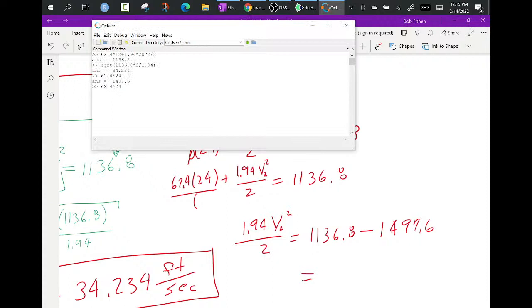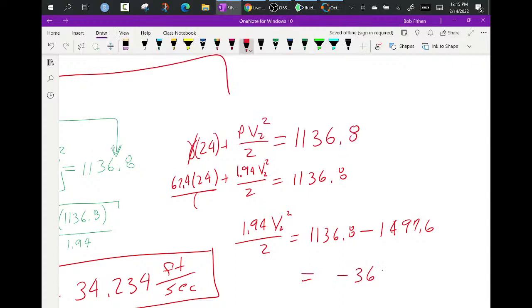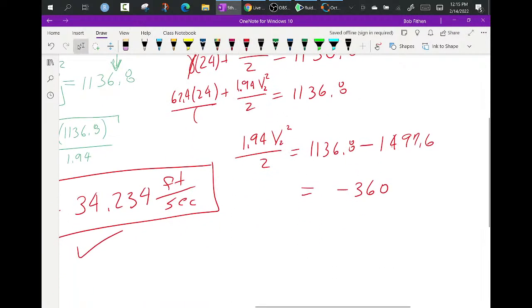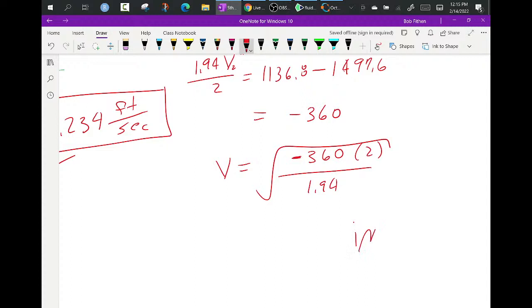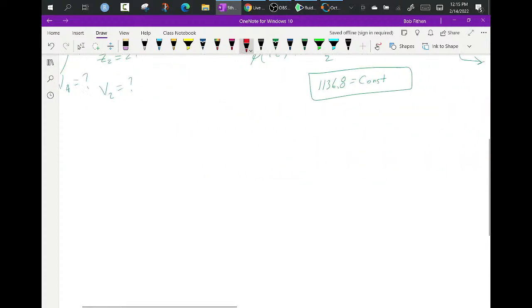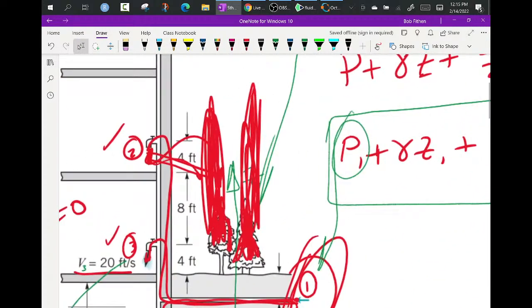Why? Because 1136.8 minus that becomes a minus 360. Now you can do anything you want here, but here you go, minus 360 times 2 over 1.94, and guess what you get? You're in imaginary space. So suddenly, how do you do that? Velocity equal, what? It's actually non-existent. It won't come out the faucet at the top.